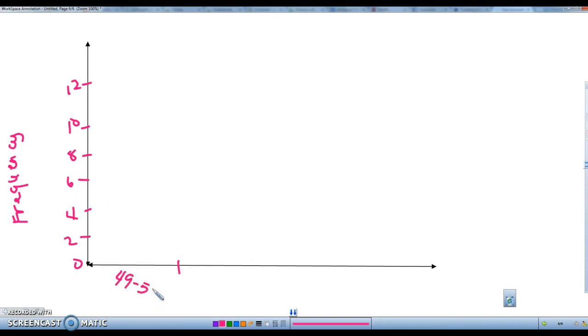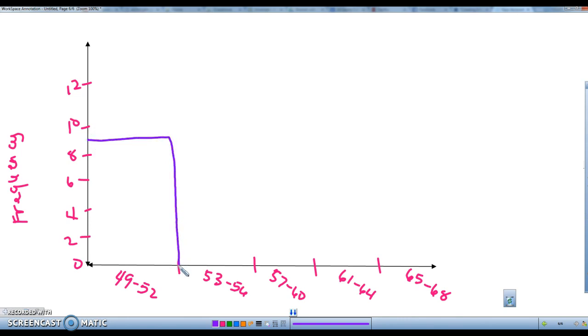So 49 to 52, 53 to 56, 57 to 60, 61 to 64, and 65 to 68. And then I can start drawing my bars. So for 49 to 52, I had 9 people, so that would be here. My bar goes all the way across because that's the number of people in this interval. Okay, it's not just one number, it's the entire interval. From 53 to 56, I had 8.